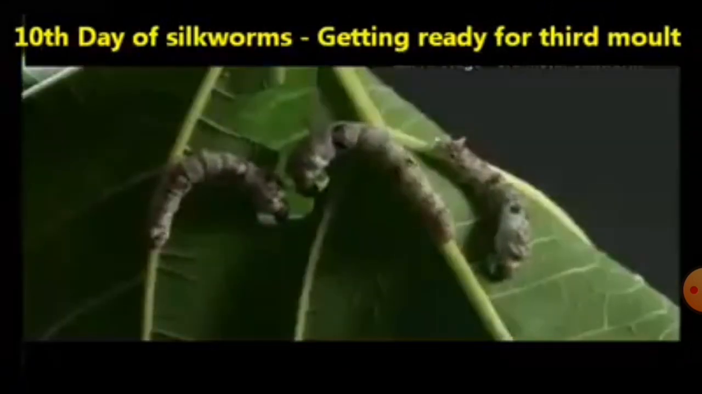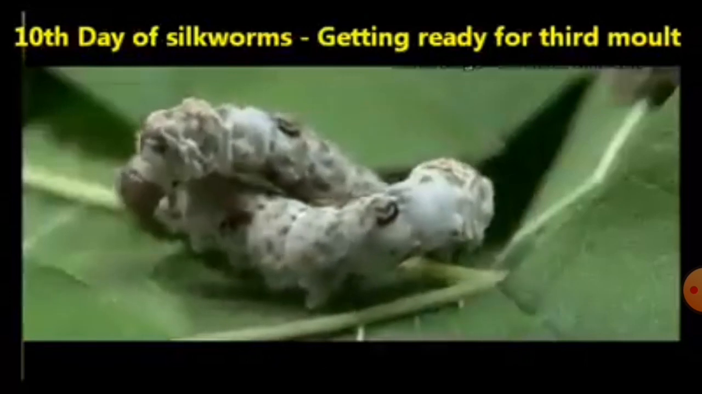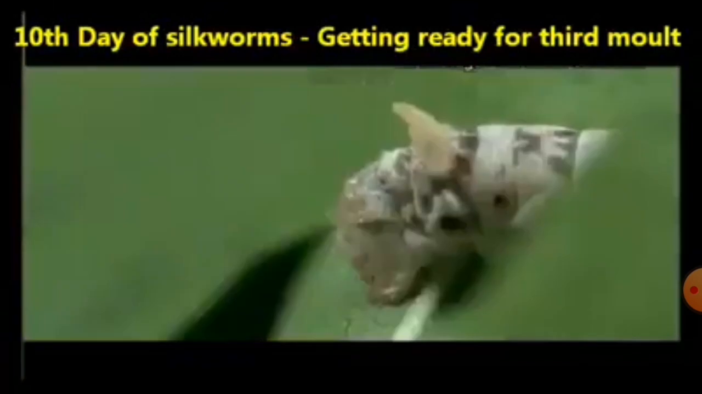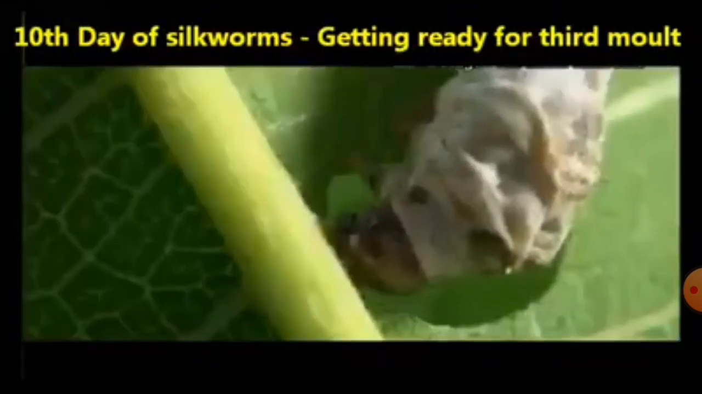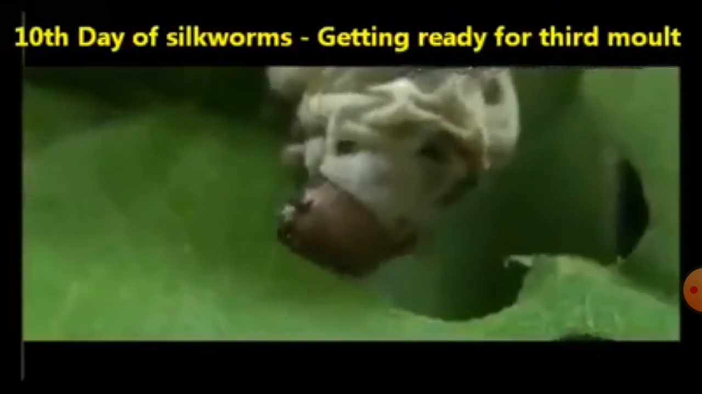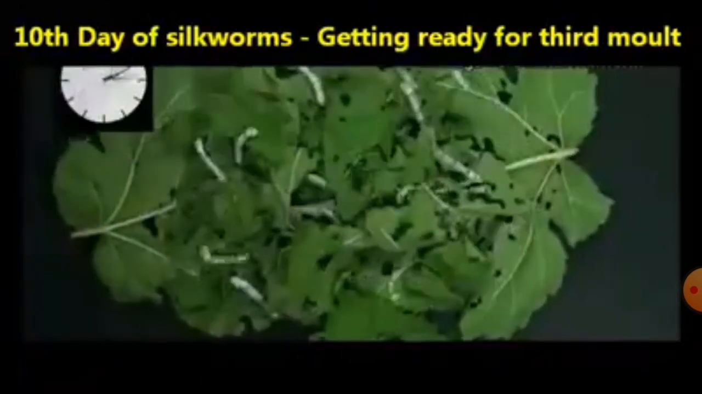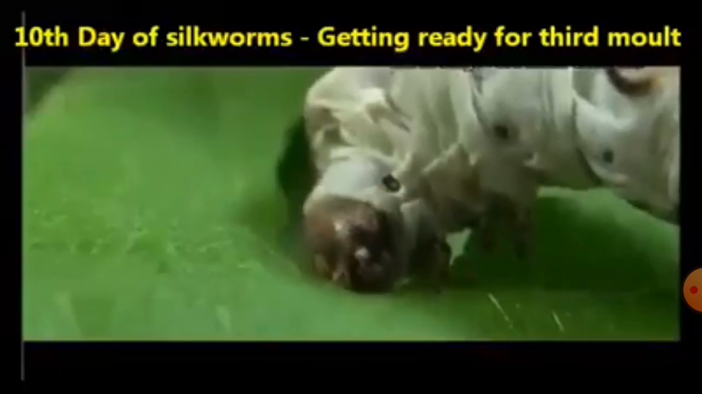Then after the 10th day, these silkworms, the caterpillars, are still in the caterpillar stage, and again they are getting ready for the third molt. Up to the 21st day, these caterpillars complete a total of four molting processes.